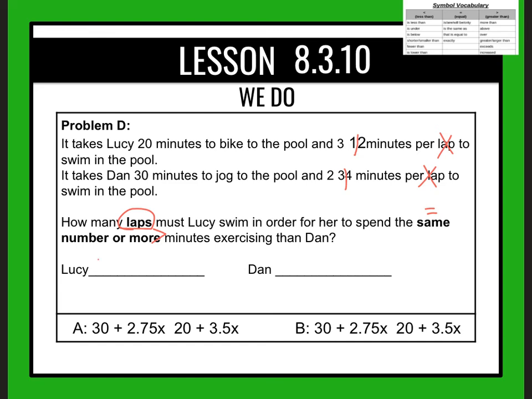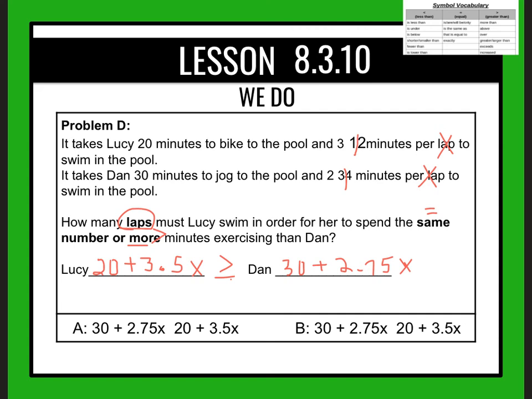So let's look at Lucy. We know it takes her 20 minutes to get there on the bike plus 3.5, and I'm just going to convert my 1/2 to 0.5, 3.5 minutes per lap. It takes Dan 30 minutes to jog to the pool plus 2.75 times the number of laps in order to get a lap done. So I want to know when it's going to take Lucy the same or more minutes, greater than or equal to, spend the same or more minutes exercising than Dan. So that's going to be determined by her laps.